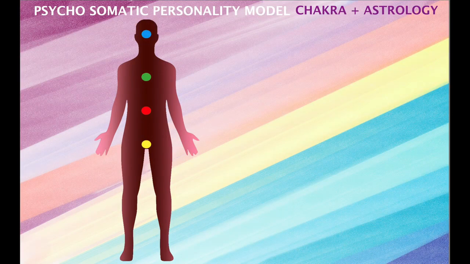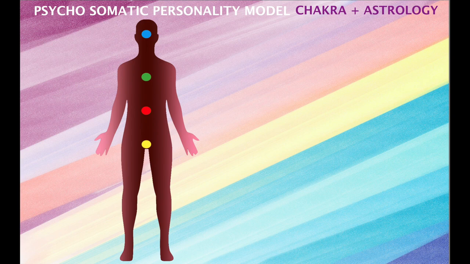Hello everybody. So in this diagram now, I'm going to be explaining the psychosomatic personality model from two perspectives: the chakra model plus the astrology model, and how things could tie into one another, which we can use in our personality evaluation procedure. That's how this topic of psychosomatic came into picture.